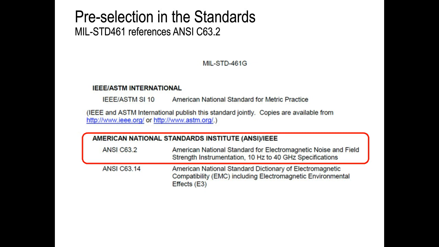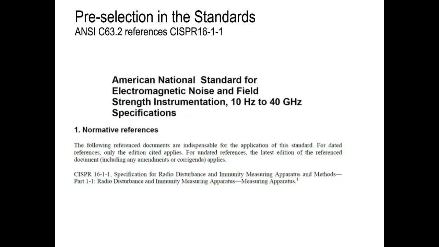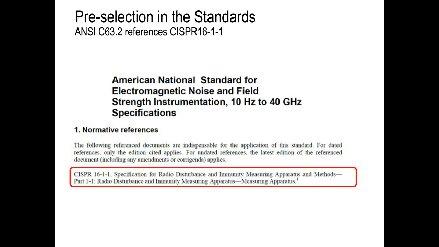Standard for electromagnetic noise and field strength instrumentation. So what does ANSI do? Here's ANSI, and it references CISPR 16-1-1, which is radio disturbance and immunity measuring apparatus and methods.